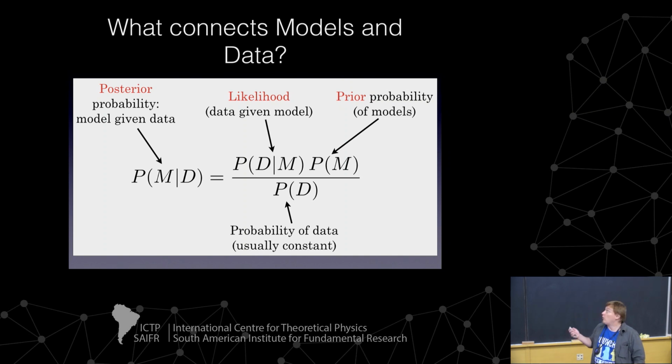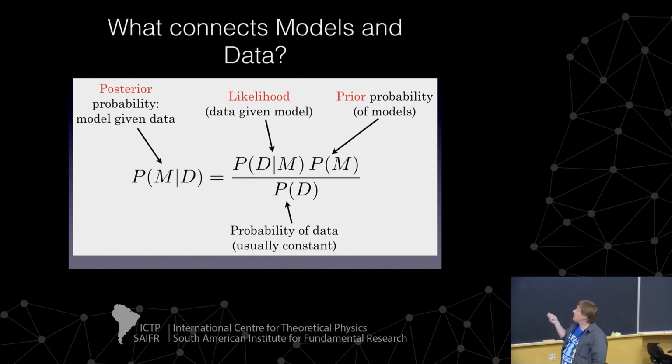Okay. What connects model and data? We've discussed this. This is Bayes' theorem. This is the posterior of model given data. This is the likelihood function, data given model. This is the prior information, and this is the probability of the data. That's usually a constant. The evidence, it's important when you do a model comparison. For our MCMC, we will later realize that it is not very important.